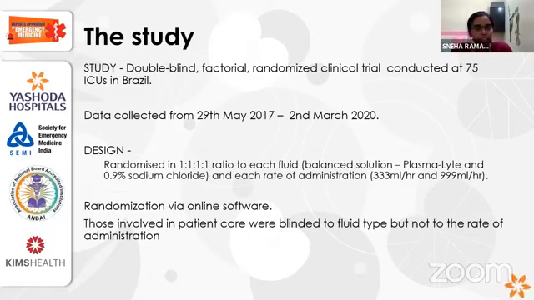The design is that it's randomized in a 1:1:1:1 ratio. That is, they're comparing the balanced solution, that is Plasma-Lyte 148, with 0.9% sodium chloride, as well as comparing the rate of administration, whether there is any difference when the patients receive IV fluid at 333 milliliters per hour and 999 milliliters per hour. The randomization was done via an online software, and those involved in the patient care were blinded to fluid type, but not to the rate of administration.